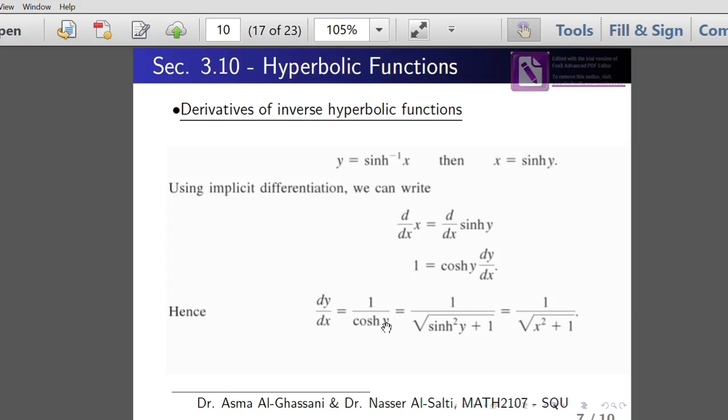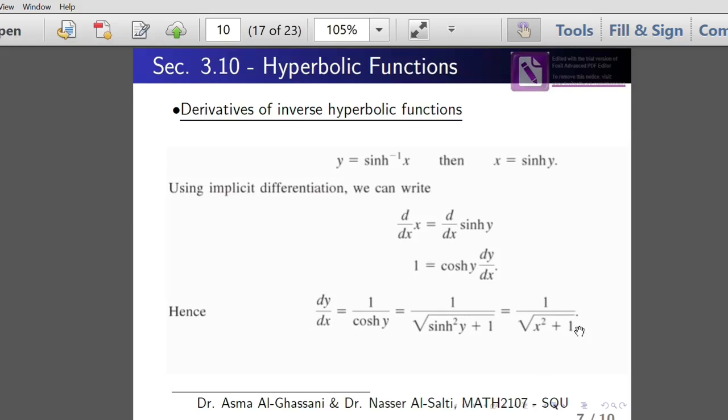And we use the identity that hyperbolic cosine squared minus hyperbolic sine squared is equal to 1. So now the hyperbolic cosine of y will be the square root of hyperbolic sine squared y plus 1. And you know that hyperbolic sine y is just x. So here we get 1 over the root of x squared plus 1.